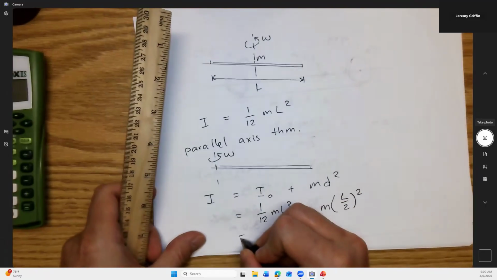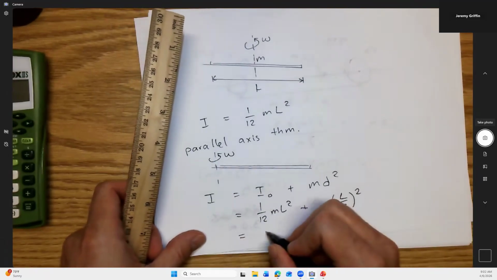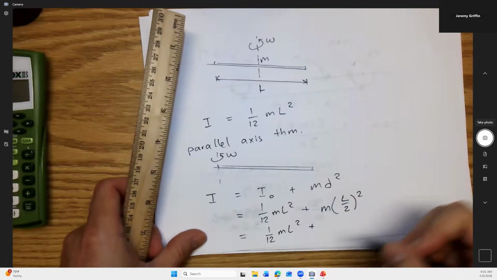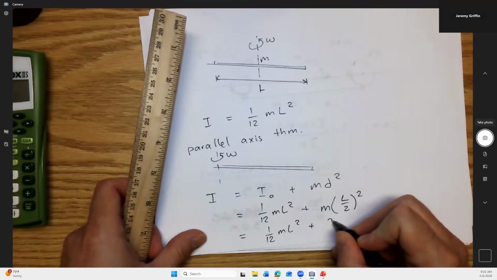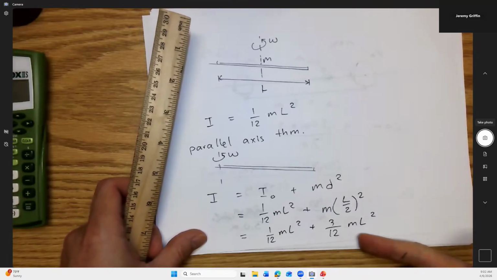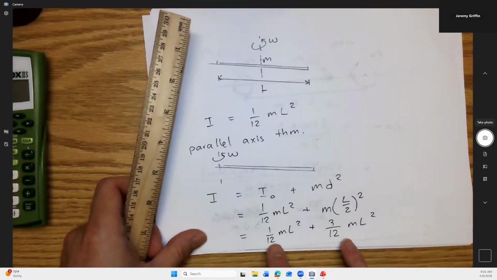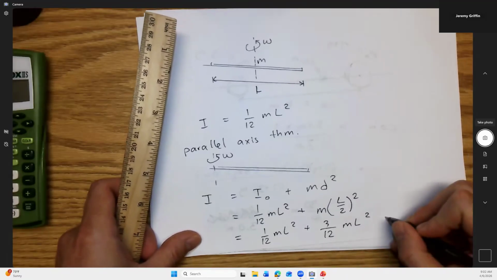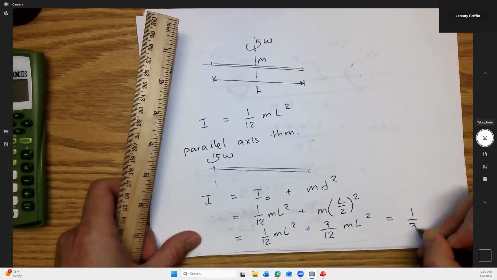1/4. Right. Now, in terms of 12ths, I have 1/12 ml squared here. 1/4. Is that okay if I call it 3/12? Is that the same thing? All right, now put this together. Guys, what's 3/12 plus 1/12? 4/12. And what is 4/12 reduced to? 1/3.